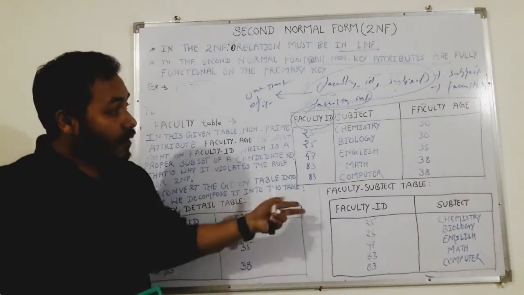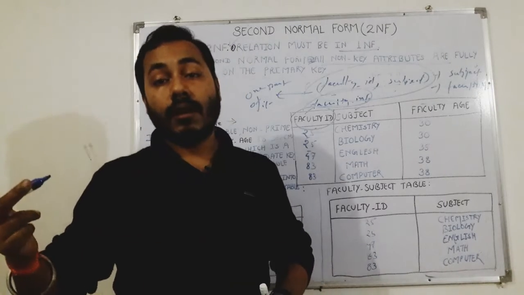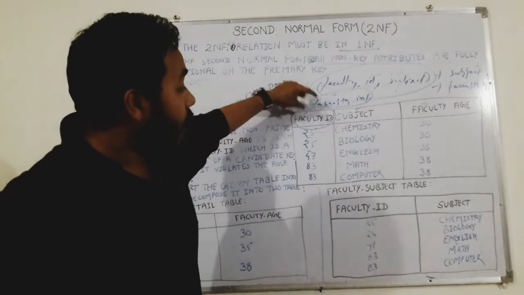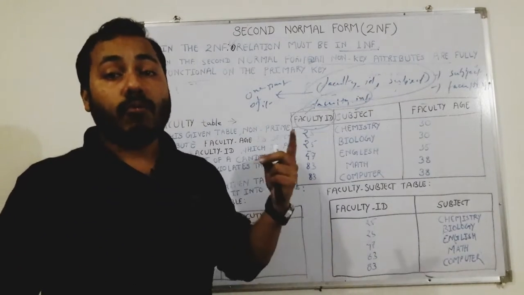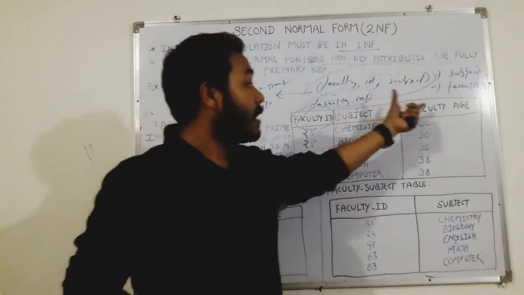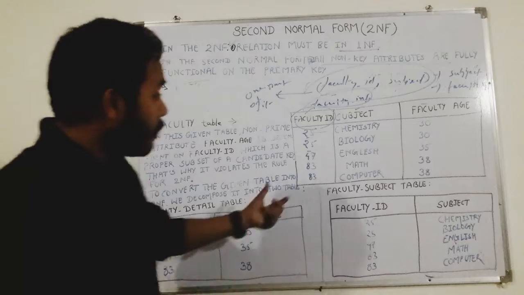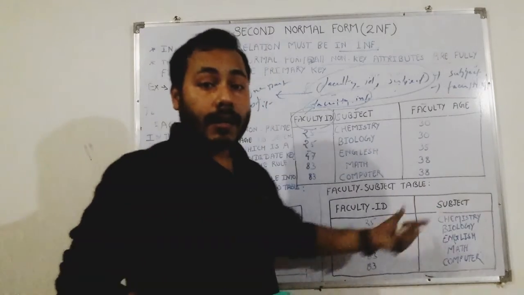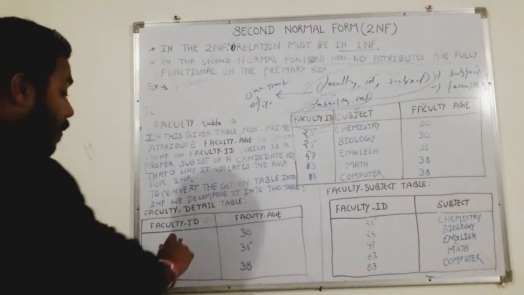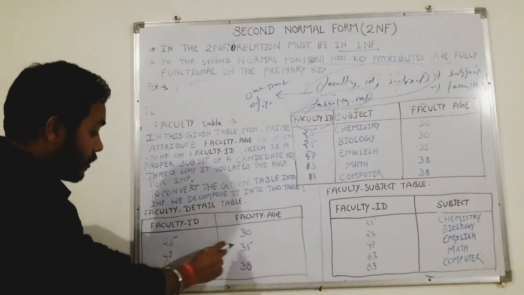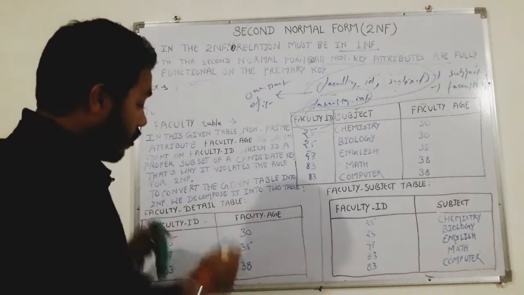Now, to convert it into second normal form, I have to break this table into two other tables. As the problem found in this table is faculty ID and faculty age, why don't you break this table into two tables? One table has faculty ID and faculty age as its attributes, and the problem is solved. The other table will be faculty ID and subject. And you will see that here the values are unique now. 25 is deriving 30, 47 is deriving 35, 83 is deriving 38. So all the values are found here.